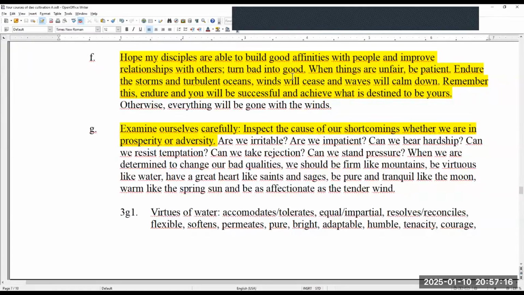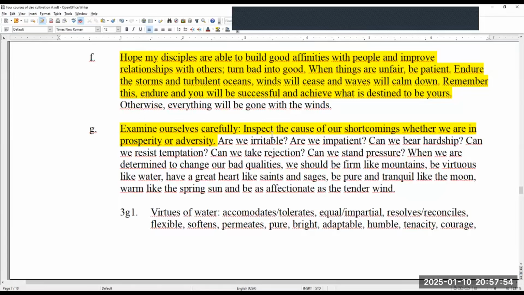Because after all, one of the things Buddhism talks about is the fact that there is much about what's called impermanence. And so therefore, there is really light in the tunnel eventually. So eventually you will be able to achieve what you want to achieve. But the problem is that you need to endure the storms and turbulent oceans, and the winds.